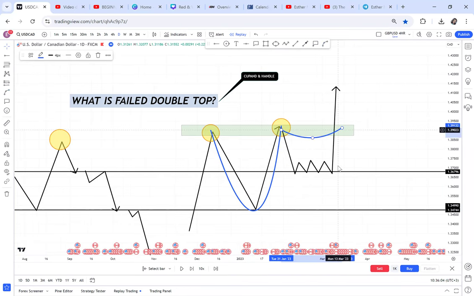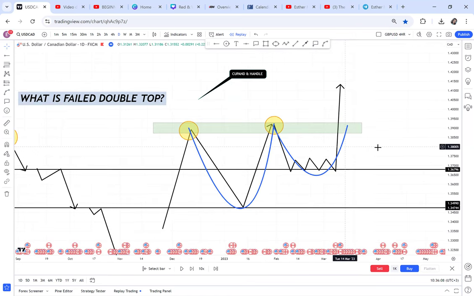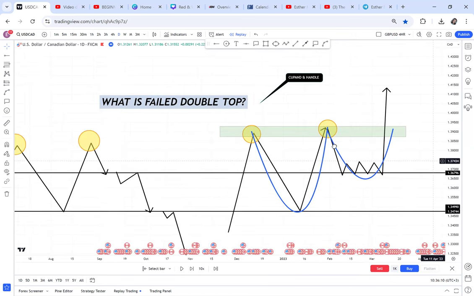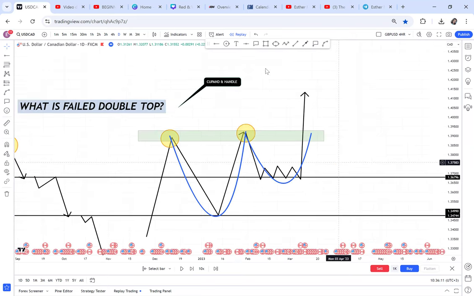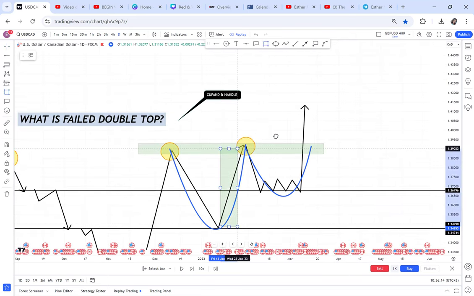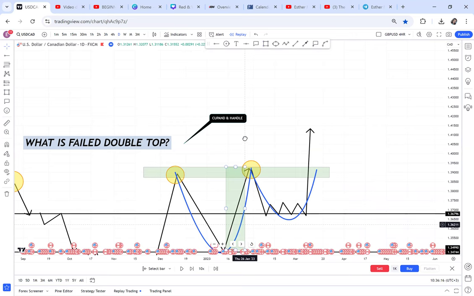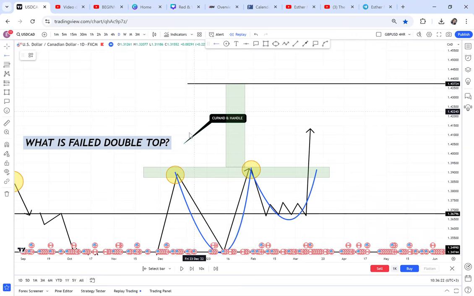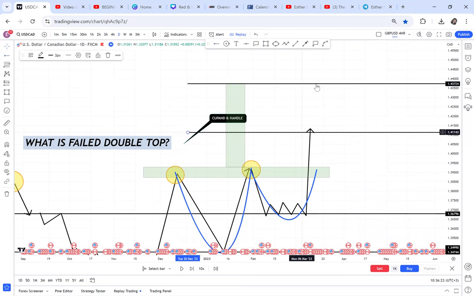So a failed double top creates a new pattern we call cup and handle. I believe the majority of you have found this cup and handle in your trades, but you have never known which pattern it is. The cup and handle has to take profit. It has to take profit one up to the half and the whole distance. So that is what a failed double top is, and we have so many examples.